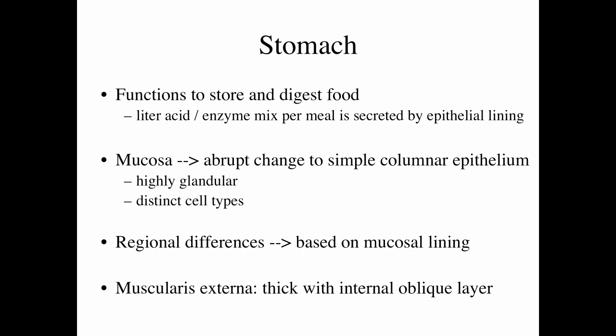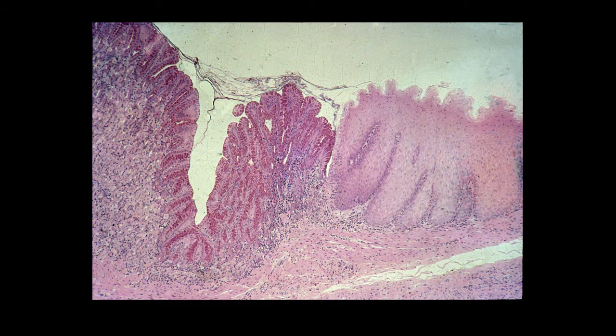The muscularis externa of the stomach is very thick, and in the fundus or the body of the stomach you actually pick up a third internal oblique layer of smooth muscle. I like this image because it shows the very abrupt transition from the stratified squamous epithelium of the esophagus to the simple columnar epithelium of the stomach. It's literally like the two organs are stuck together. There's a very abrupt transition.